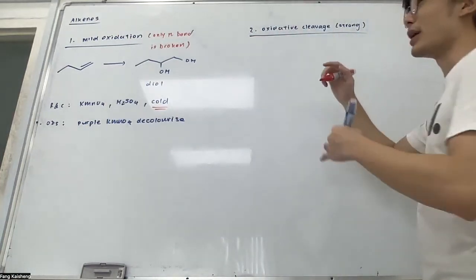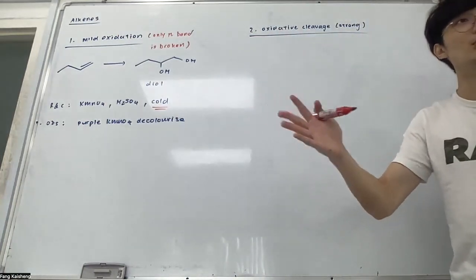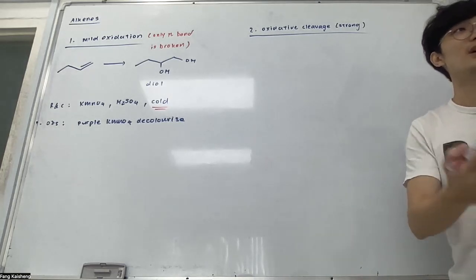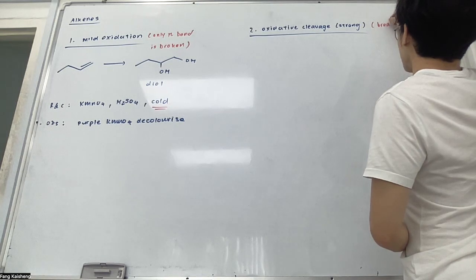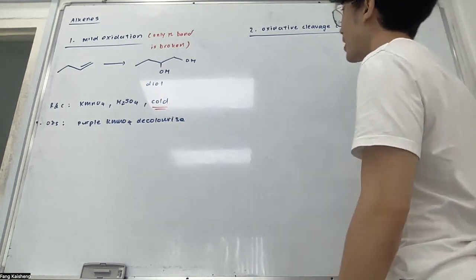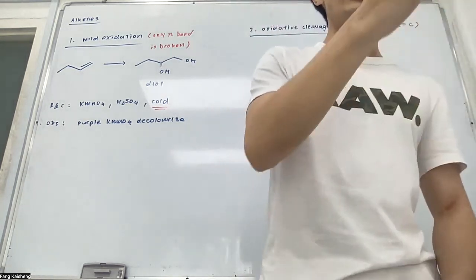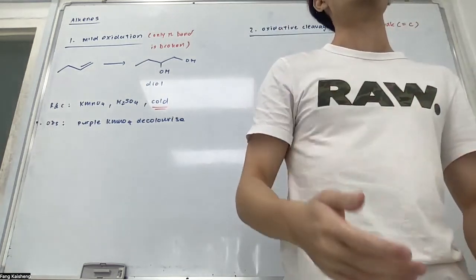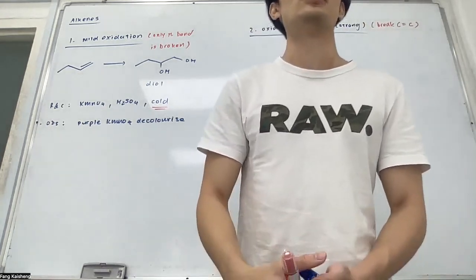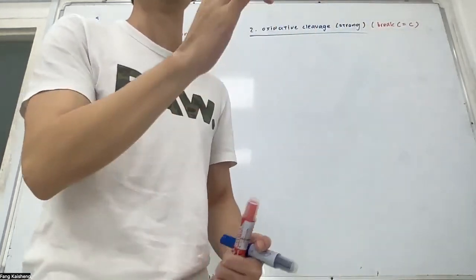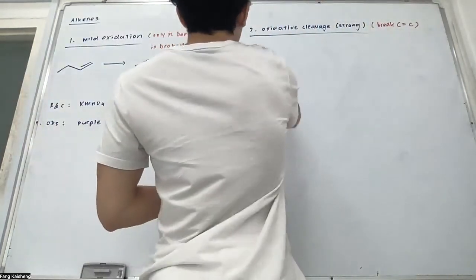Okay, you break the sigma. But if you break the sigma, that means you also break the pi along with it, you can't choose one, right? So over here, you break the entire double bond, both sigma and pi. And guys, when you break an entire thing, how many products do you think you will have? Is it just one? Most of the time, you will get multiple products. Why I say most of the time, later we'll see examples. Okay, so take a look.